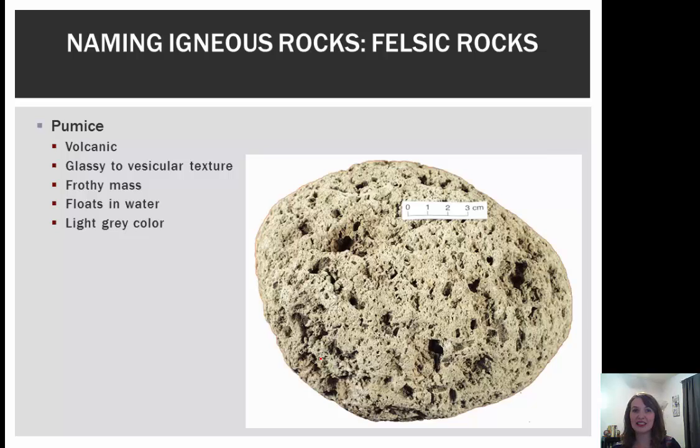Alright, next is going to be pumice. So pumice is a volcanic extrusive rock. It's glassy to vesicular, which means it has all those voids from escaping gases. It's a frothy mass and can actually float on water. It's typically light gray in color.